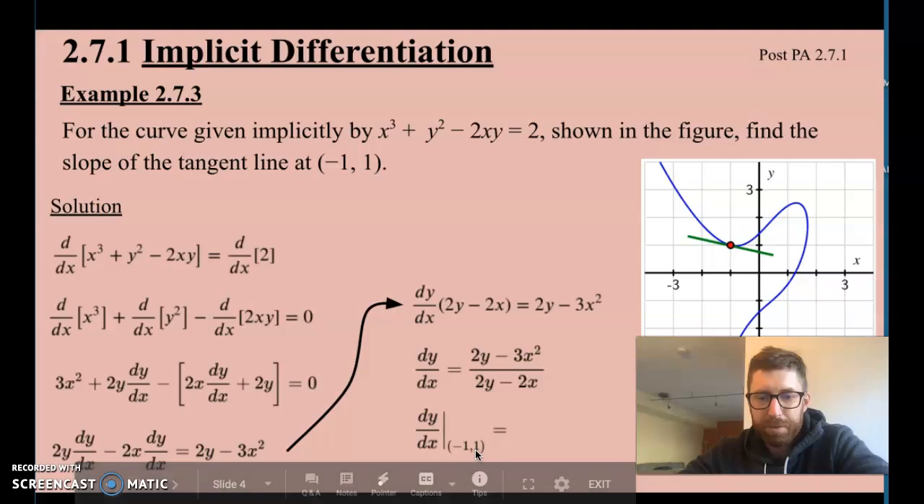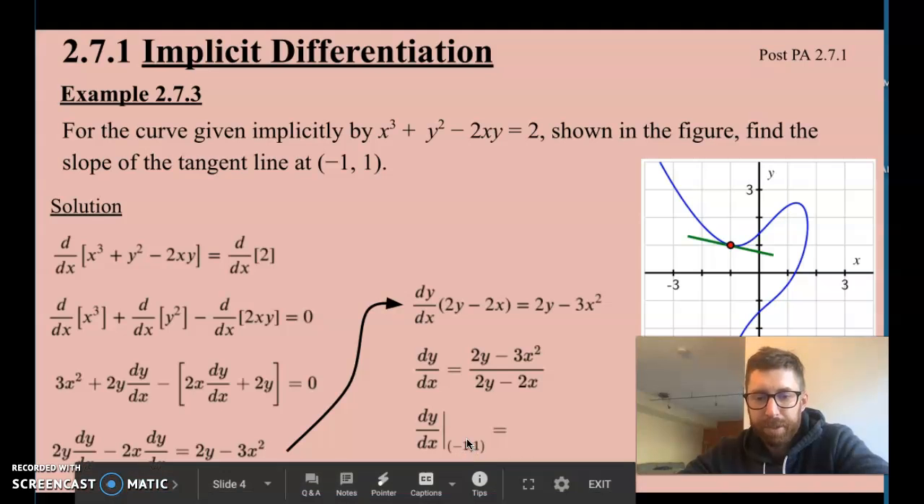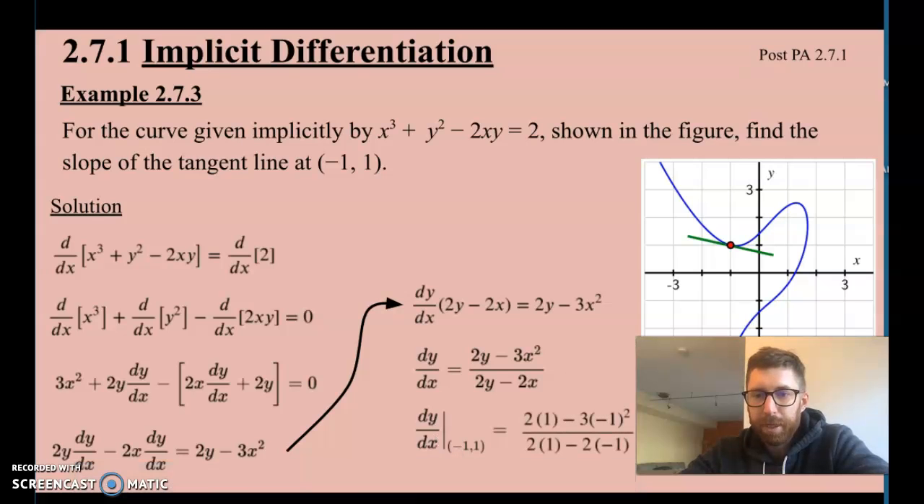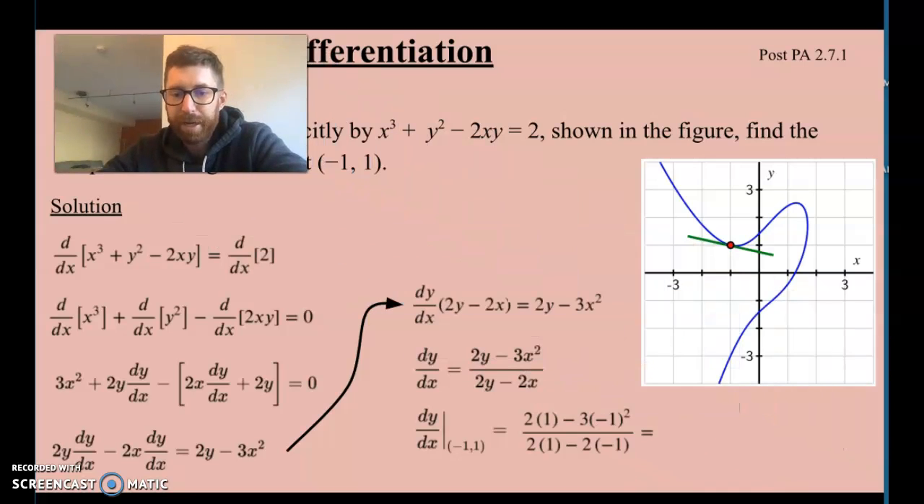Whenever you're going to evaluate or find the slope of the tangent line at a certain point, this is how you're going to write it from now on. And we're just going to substitute in x and y, let me move my picture here. And then finally that gives us -1/4.